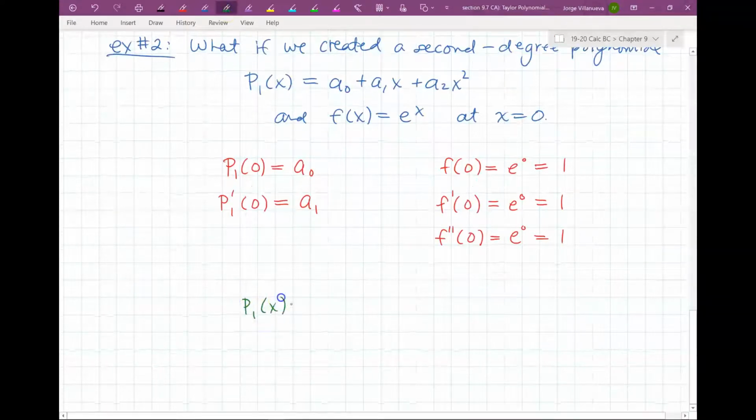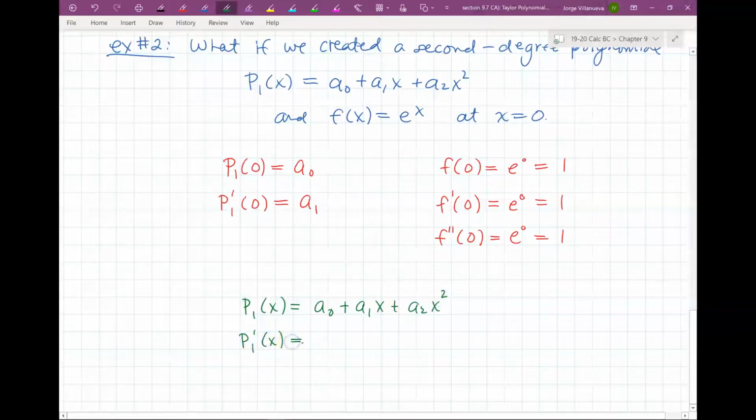So p sub 1 of x, which is a sub 0 plus a sub 1 x plus a sub 2 x squared. If I take the first derivative, I get a sub 1 plus 2 a sub 2 x. Are you guys with me on that? Now notice if I plug in a 0 into that first derivative, I just get a sub 1, correct? Because 2 a sub 2 times 0 is just 0. So that's done. Let's take the second derivative.